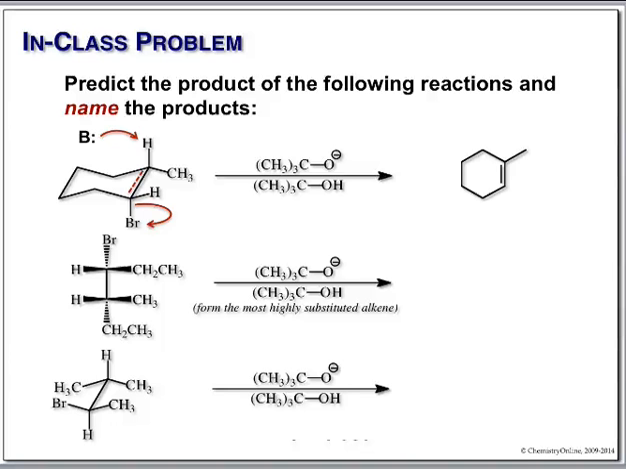Now this, oh, let's name it. I forgot. Remember, when we're going to name this stuff, it's a cycloalkene. So that means that carbons 1 and 2 must be the alkene carbons. We must start at carbon 1, proceed through the double bond. This is carbon 1, that's carbon 2, so we have a 1-methylcyclohexene.